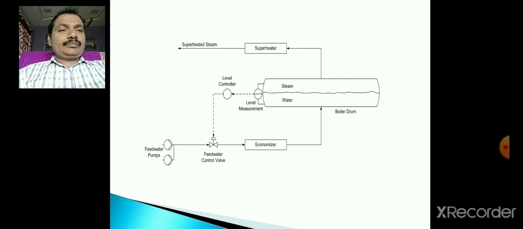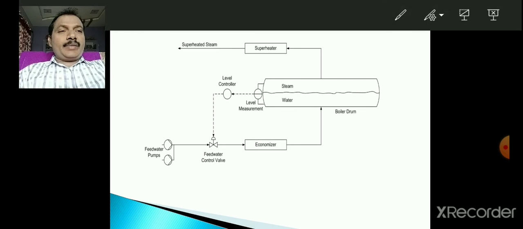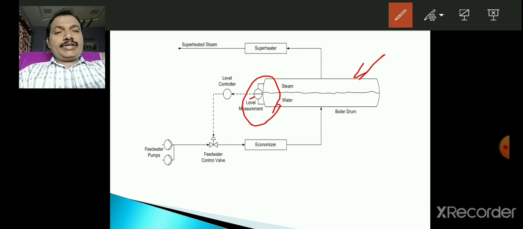Now, the diagram shown here, instead of considering three parameters, we have considered a single parameter, that is the water level in the boiler drum. So that is the only parameter measured here. This is the boiler drum, and here you have the level measurement equipment. The level value is sent to the level controller, and based upon the level value, the control signal is issued to the control valve.